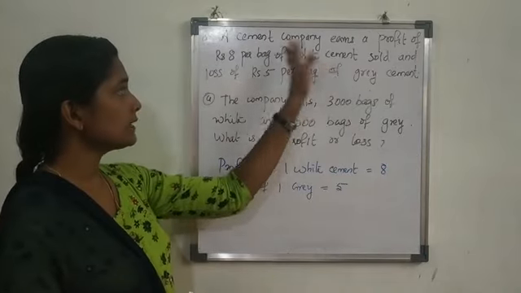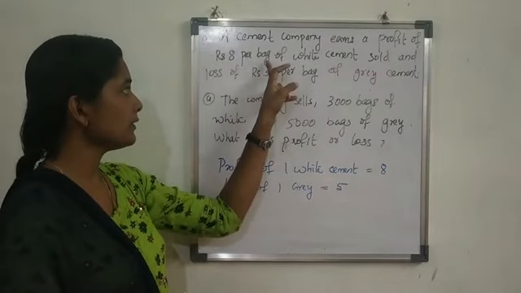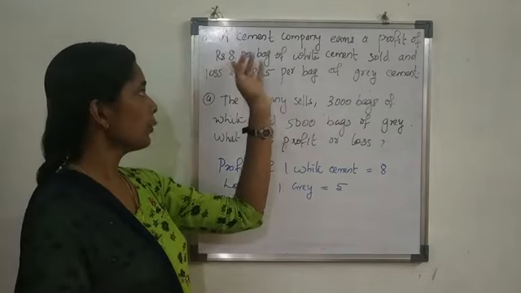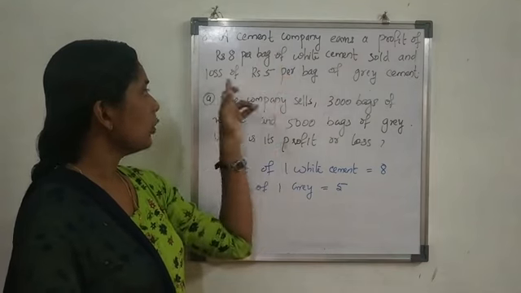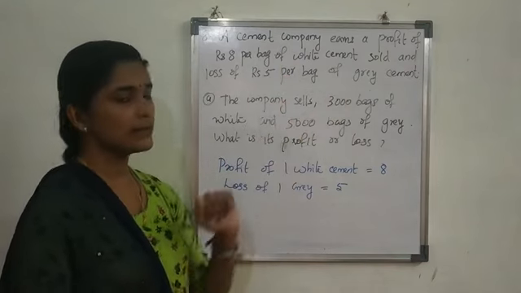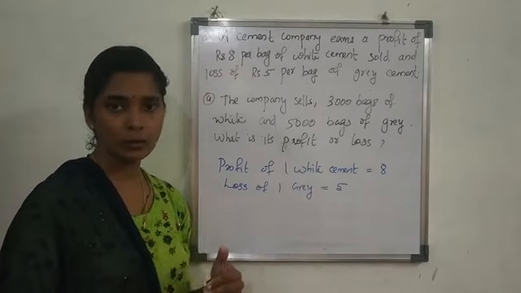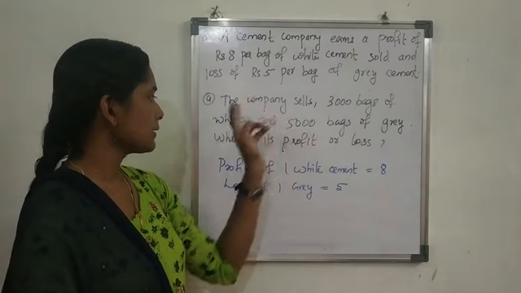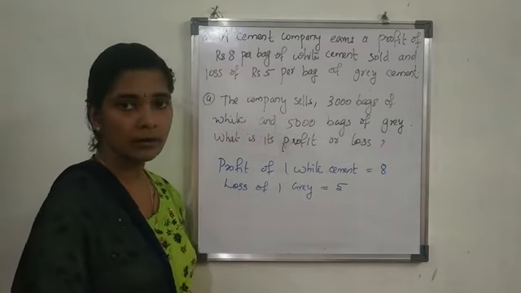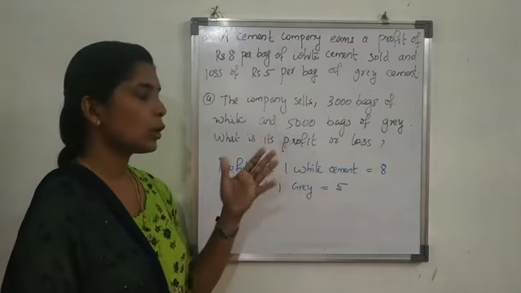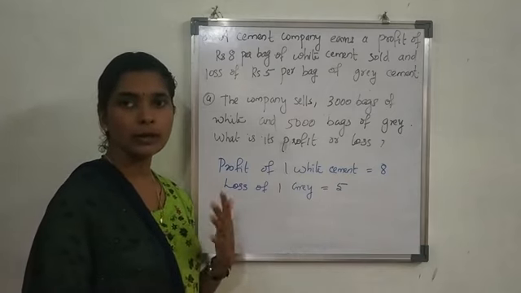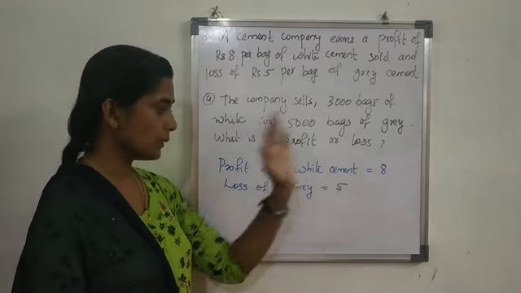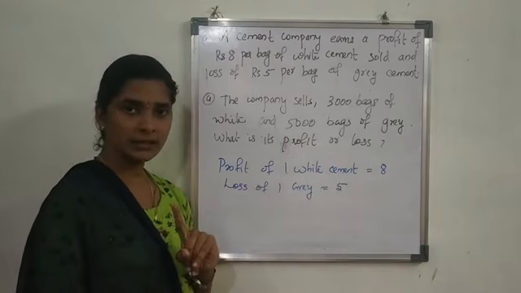A cement company earns a profit of 8 rupees per bag of white cement. Per bag means for 1 white cement bag, profit is 8, and a loss of 5 per bag of grey cement. For 1 bag of grey cement, the loss is 5 rupees. Then the company sells 3,000 bags of white cement and 5,000 bags of grey cement. Then what is its profit or loss? Just find out the profit or loss.